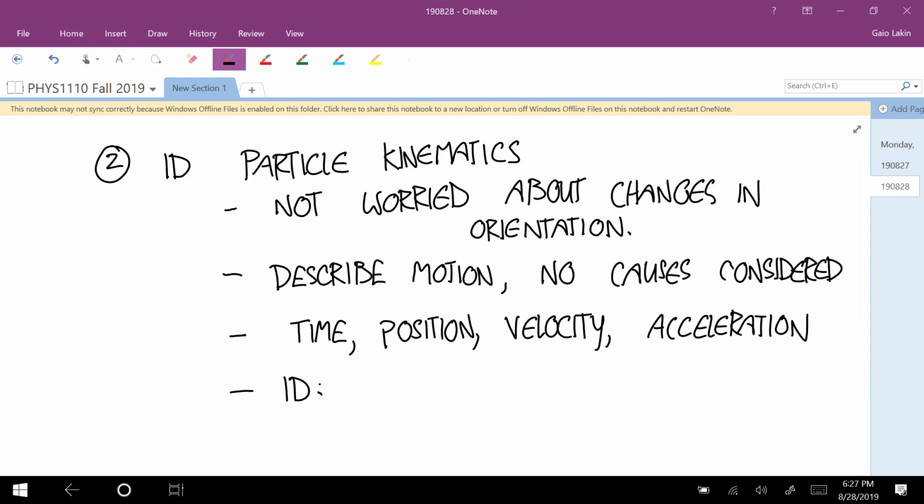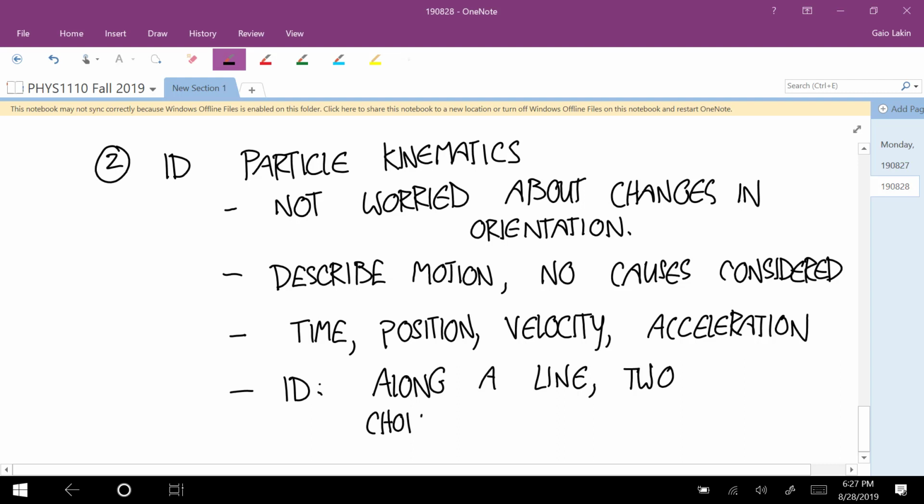But if a bug is walking along a wire that's in the shape of a line, it can only go that direction along the wire or that direction. Okay, so that's what one-dimensional means. We're only going to do cases where things are moving along a line. So I'll write that here. But we're talking about having only two choices of direction.